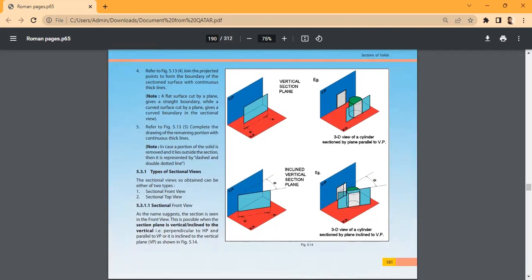Say something about this figure. The first figure: the cutting plane is parallel to VP and perpendicular to HP. Then the second one, same thing, right? Cutting plane is parallel to VP and perpendicular to HP, right? Yes, sir.